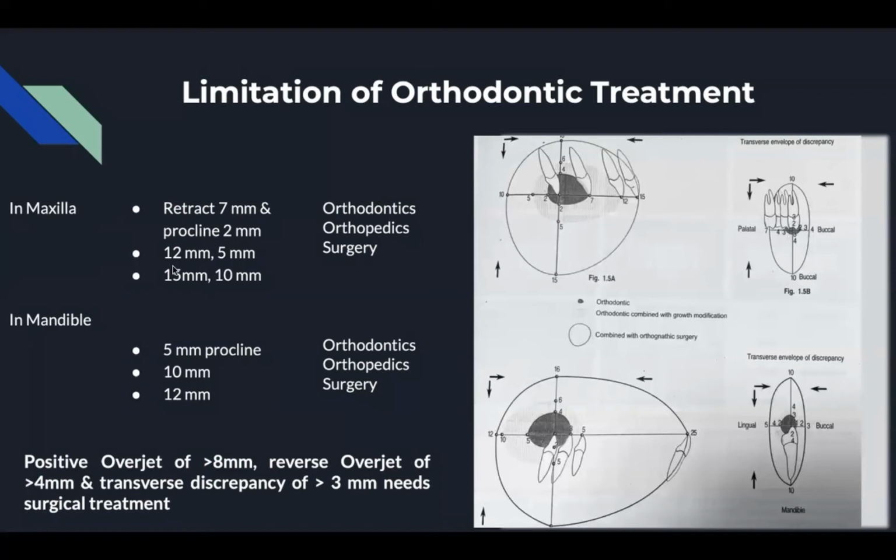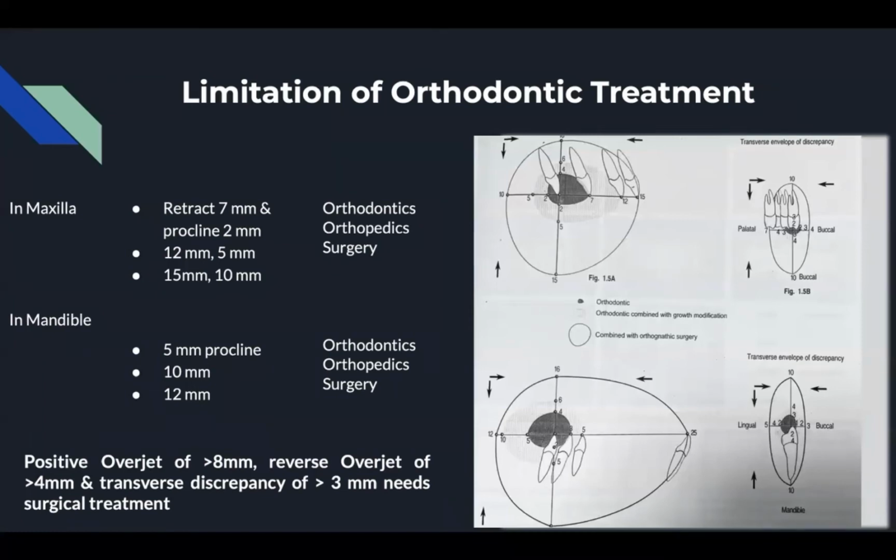So we don't need extractions, which is a very good result if we identify the problem in early childhood. And proclination, like in class 3 cases, we can procline up to 2 millimeters with the braces, but up to 5 millimeters with the help of the face mask. And with surgery, we have a greater envelope, and the same figures increase to 15 millimeters retraction and 10 millimeters proclination of the maxilla.